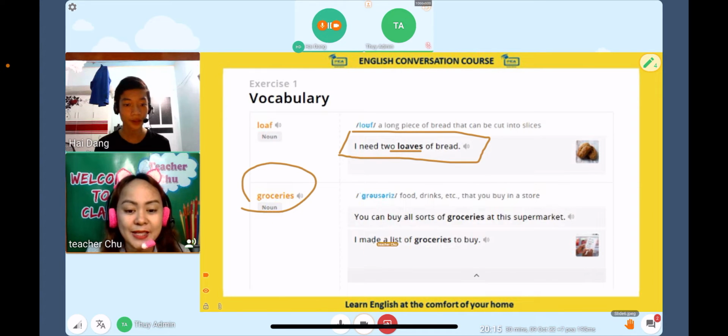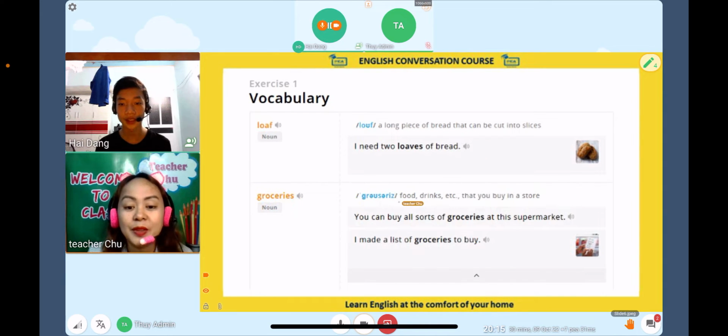Next, groceries. What are groceries, Hải Đăng? Groceries are food and drinks that you buy in a store. Yeah, they are called groceries.